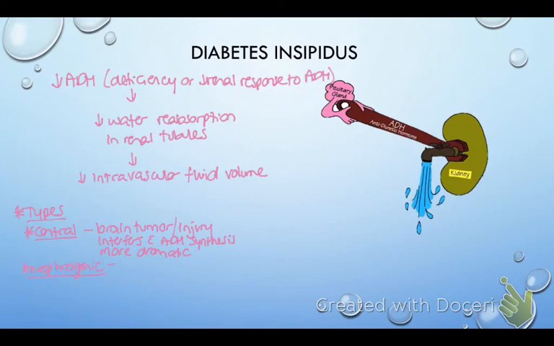Nephrogenic, what do you think that's from? The kidneys. So you have drugs like lithium that can damage the kidneys. So you have enough ADH, but because your kidneys were damaged, they can't respond to the ADH the way they're supposed to. Or you have renal disease, or whatever reason, there's something wrong with the kidneys. Your brain's making the ADH, your kidneys just aren't responding to it.